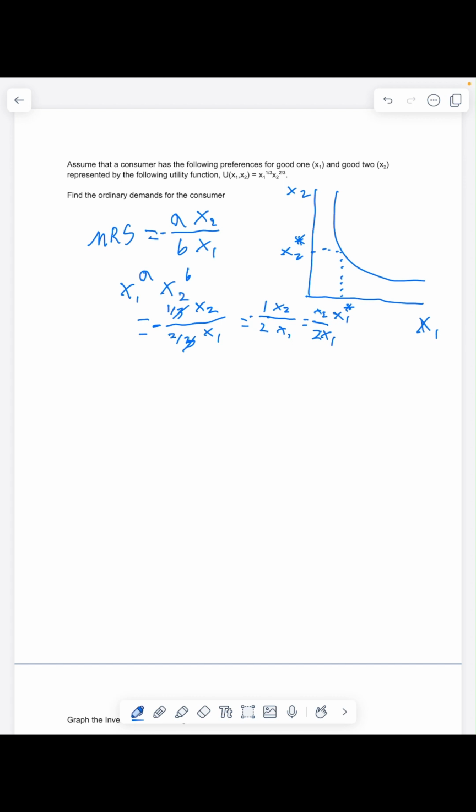So we will do it with the partial derivatives now as well. We could also rewrite this because we have x1 to the 1/3 and then x2 to the 2/3 power for our utility function. We could rewrite this in natural logs to make it easier to differentiate. So we could rewrite this as 1/3 natural log of good 1 plus 2/3 natural log of good 2.